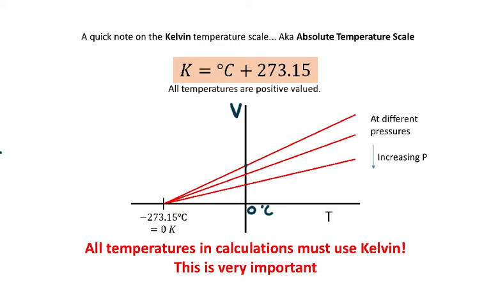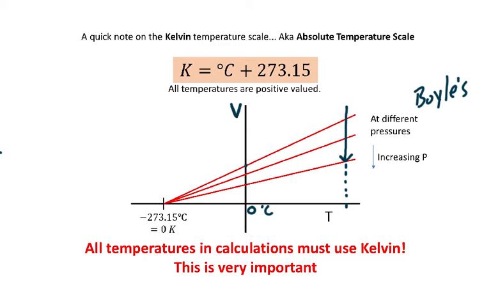And we also learned from Boyle's law that as volume goes down at a given temperature, pressure increases. So we can actually draw different plots of volume and temperature at different pressures. That's what we see here, these three lines. But they have different slopes.